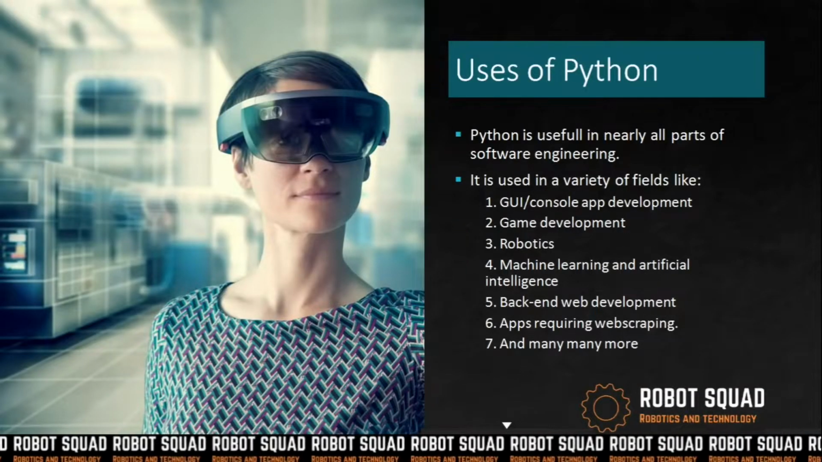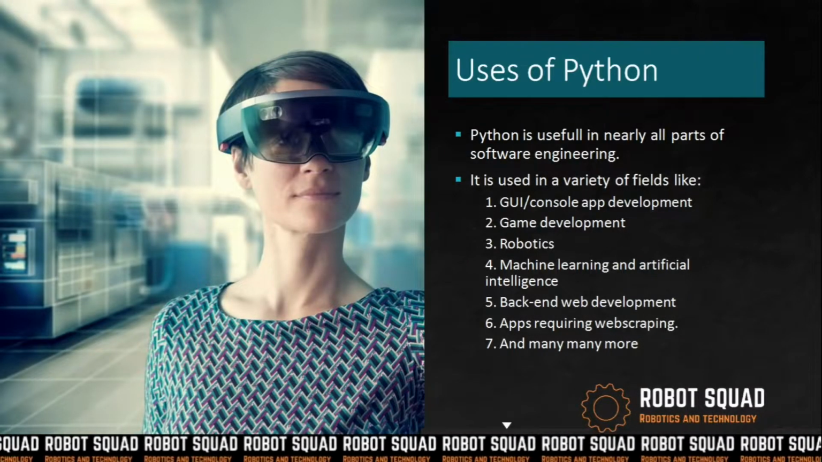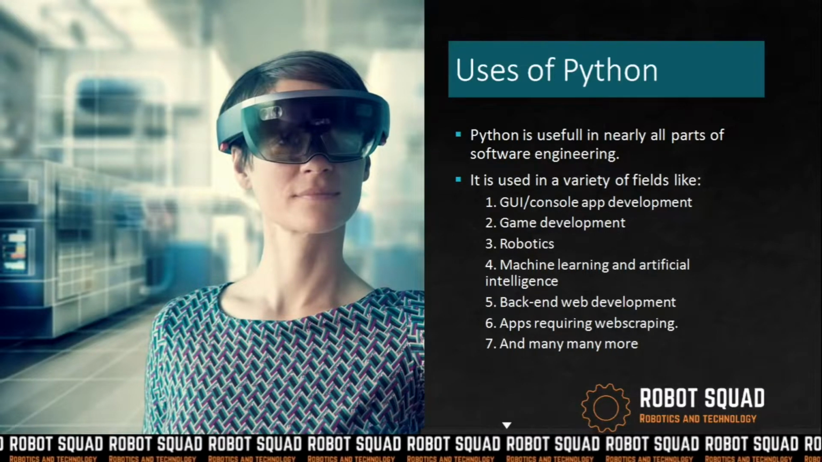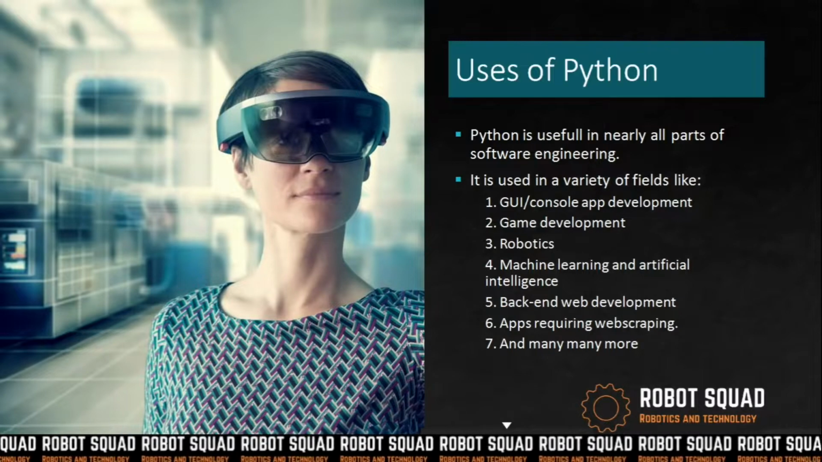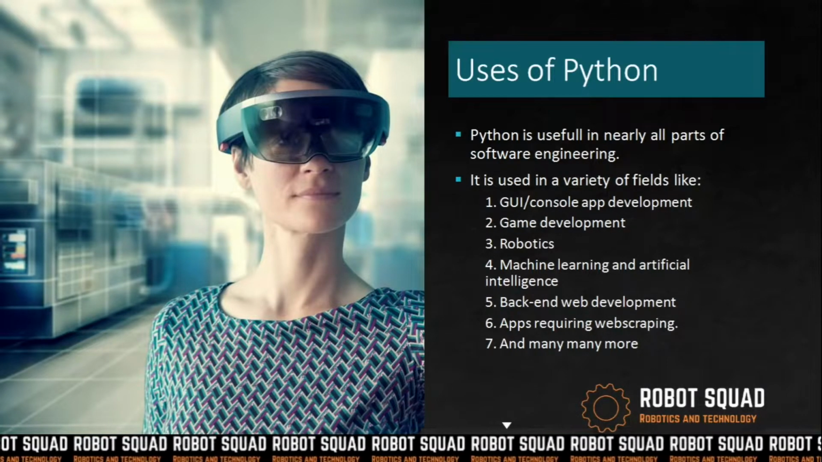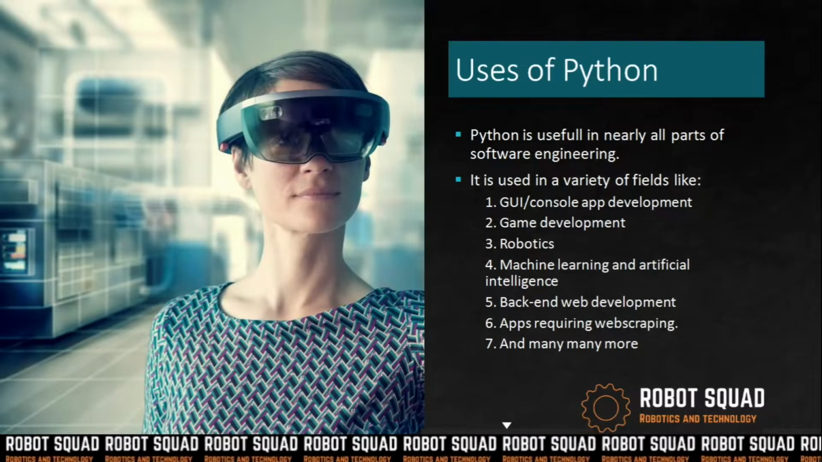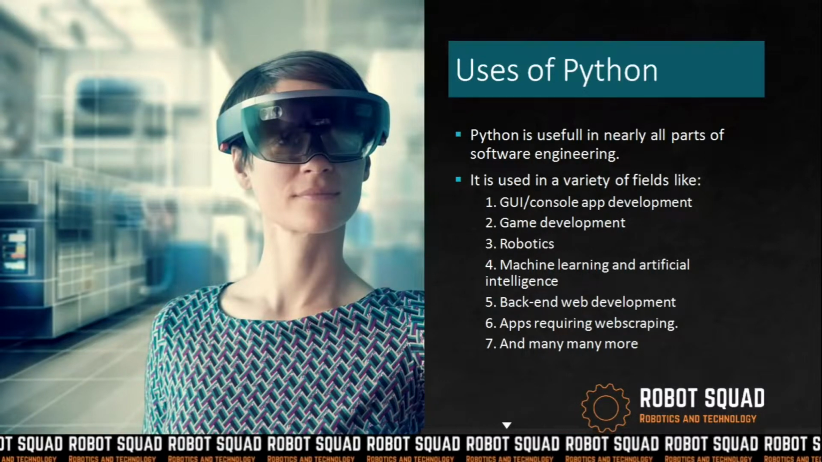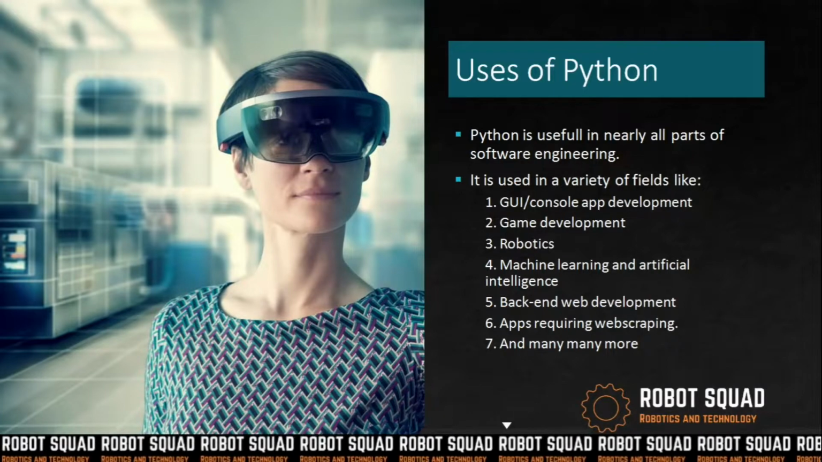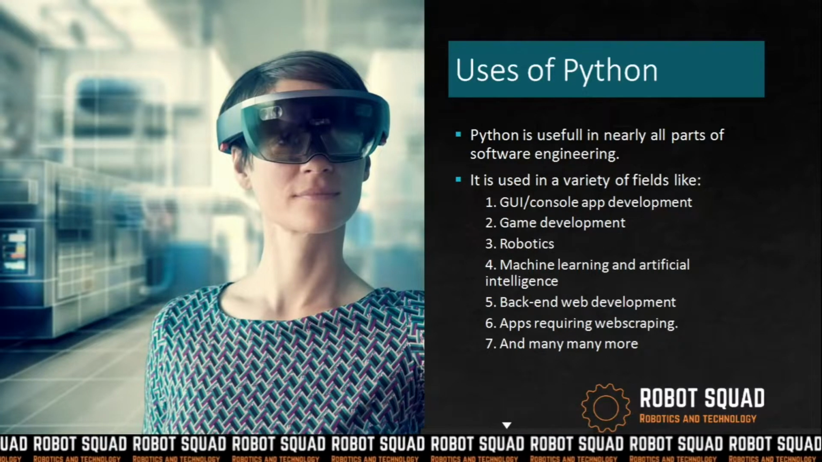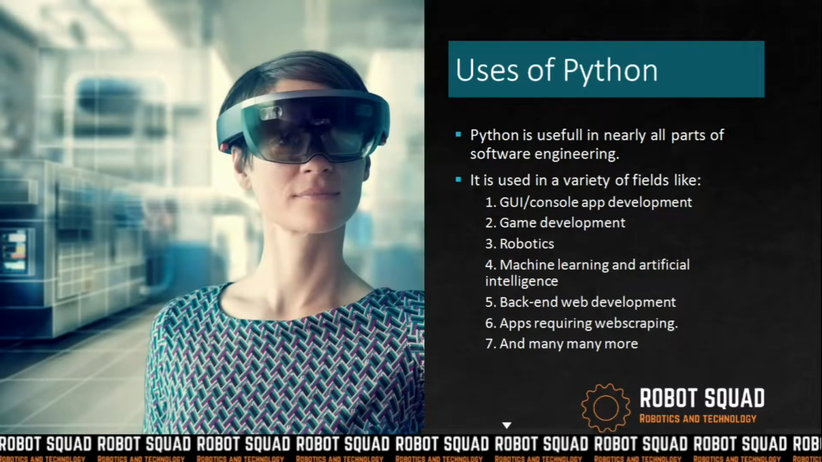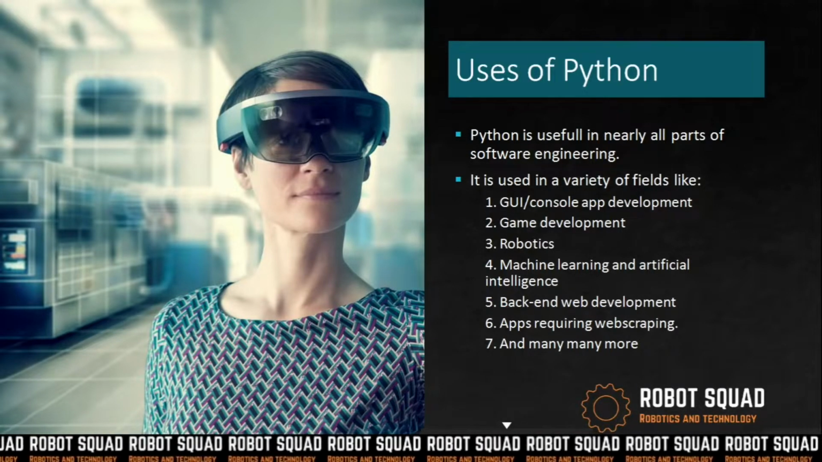Now, we will be talking about the uses of Python. Python is useful in many ways, like GUI/console app development. GUI is basically for graphical representation of any data or software. It is even used for game development, robotics, machine learning, and AI. It is even used for web scraping and backend web development.